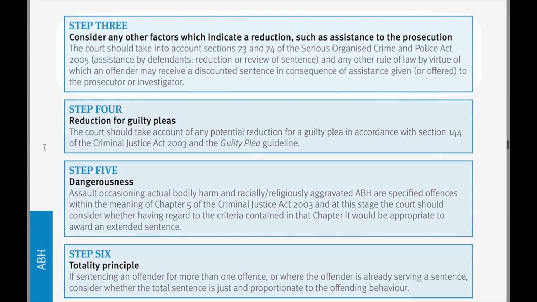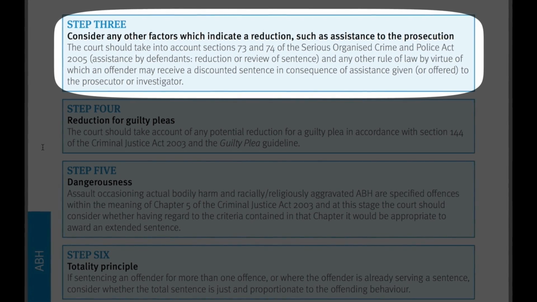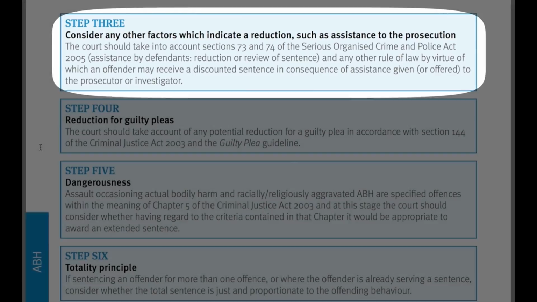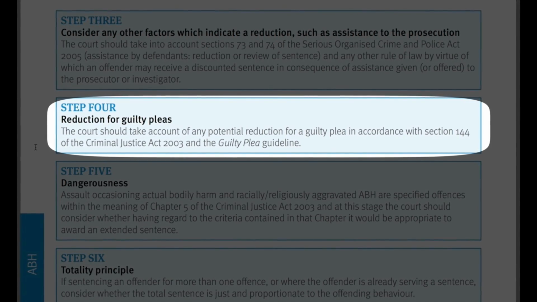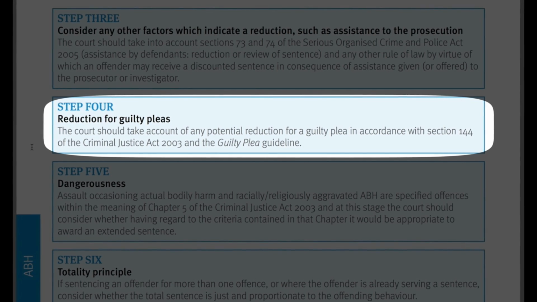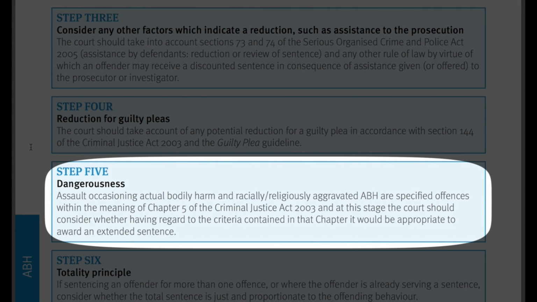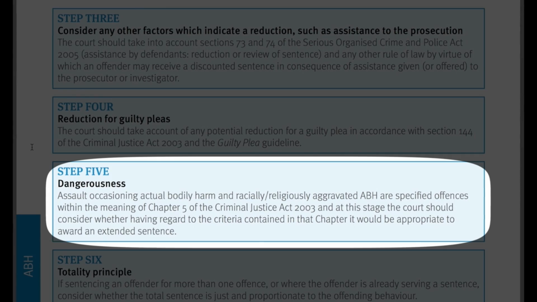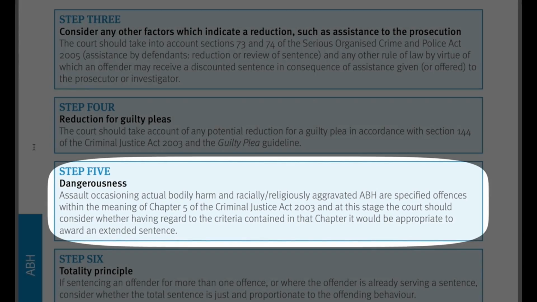Step 3 in the sentencing guideline involves a reduction if the offender offered to be or was of assistance to the prosecutor or investigator. In Step 4, the judge would consider any further reductions for a guilty plea. If the offender pleaded guilty at the first reasonable opportunity, there may be a third reduction. During Step 5, the judge would assess if the offender is dangerous. If a judge is of the opinion that the offender is dangerous, an extended sentence would be imposed.